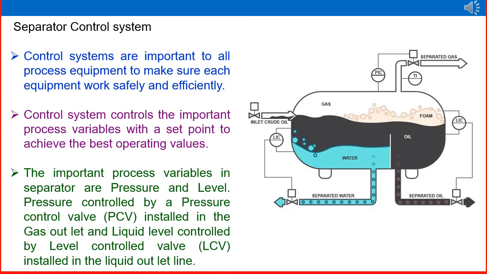Separator control system. Controls are important to all process equipment to make sure each equipment works safely and efficiently. A control system controls the important process variables with a set point to achieve the best operating value.